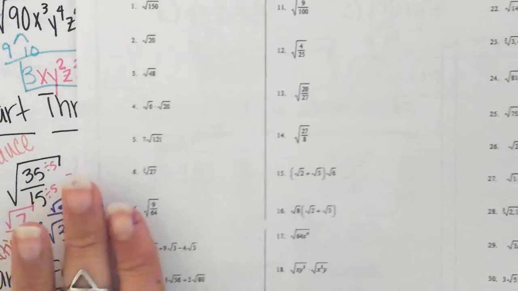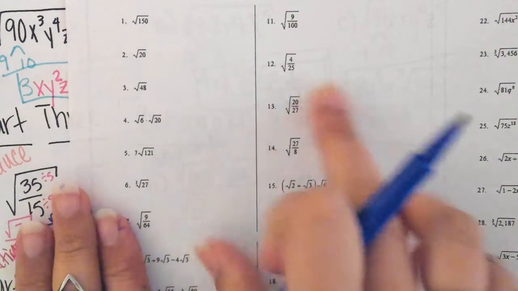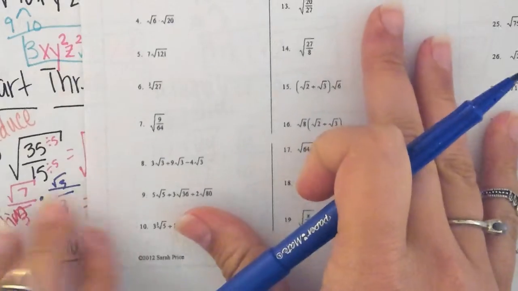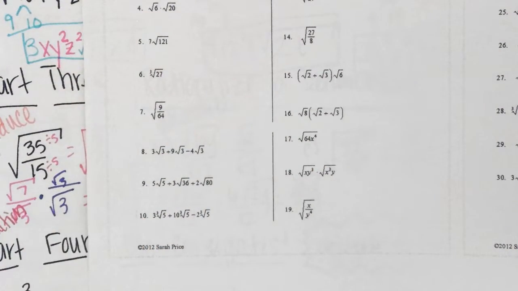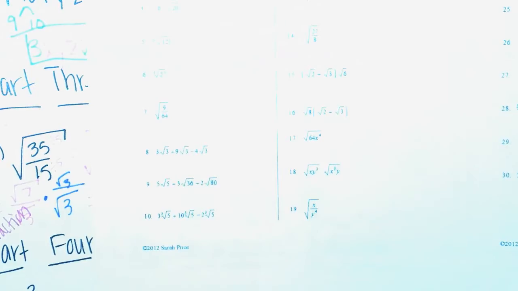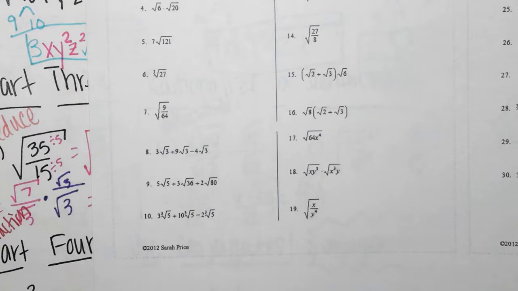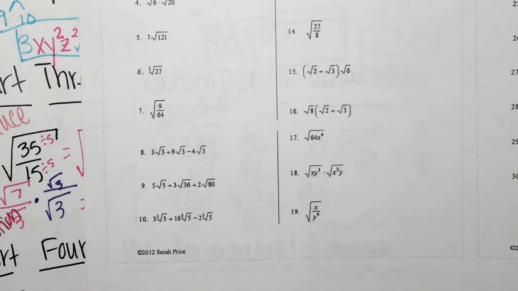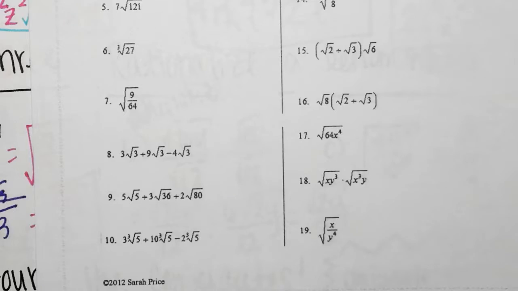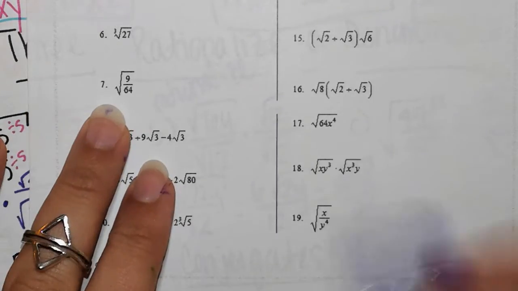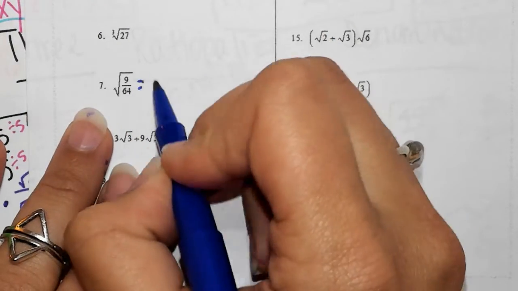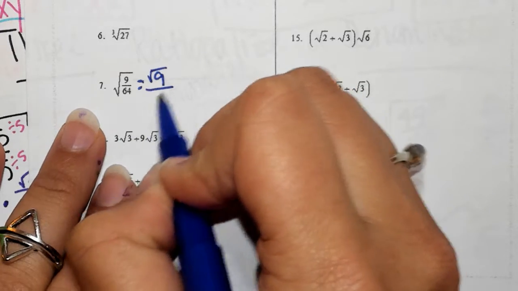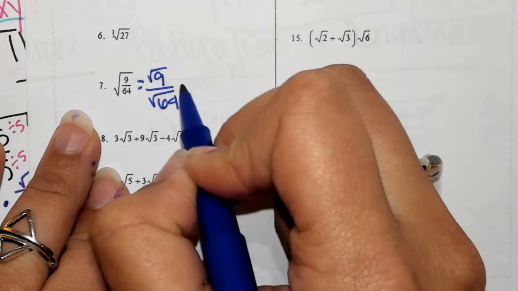Alright, so let's look at this. Let's look at number 11 first. Or, let's see, we could look at 7. Alright, so what I would do first is, let me adjust this. There we go. And zoom in because I know some of us can't see. So the first thing I would do on 7 is I would break apart my fraction. I would break it into the square root of 9 divided by the square root of 64.